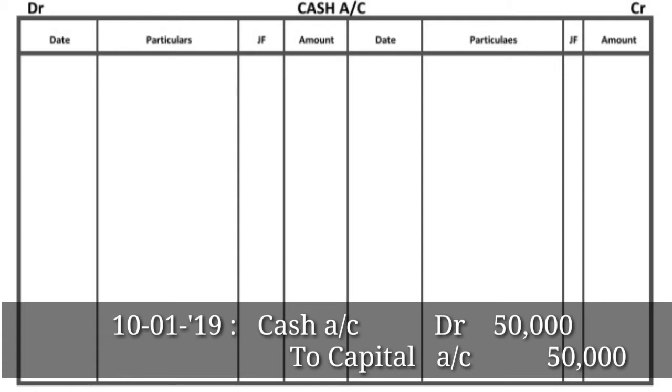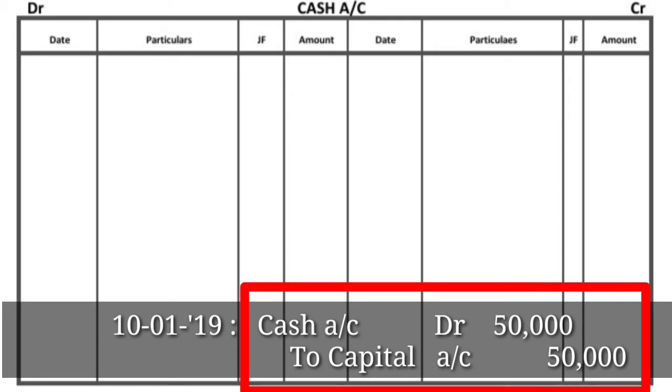You see, until now they are combined, cash account and capital account together. We need to separate them. Cash account debit 50,000. That means the cash account has a debit balance, so the cash account goes on the debit side. The debit side of the cash account is its place, its house.